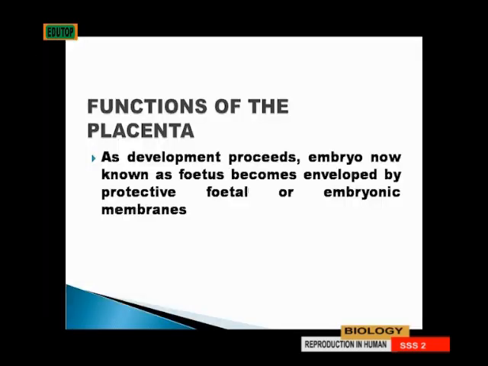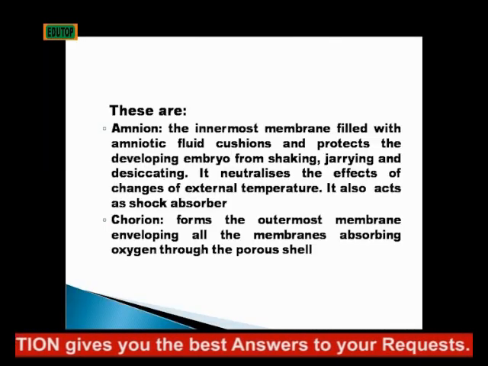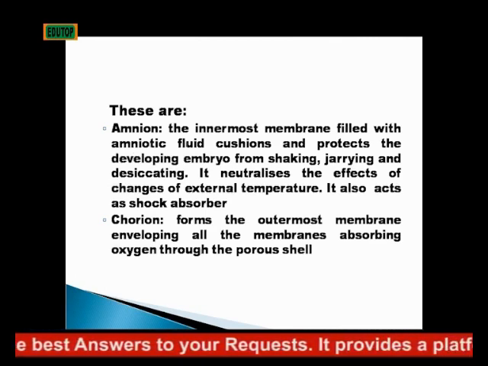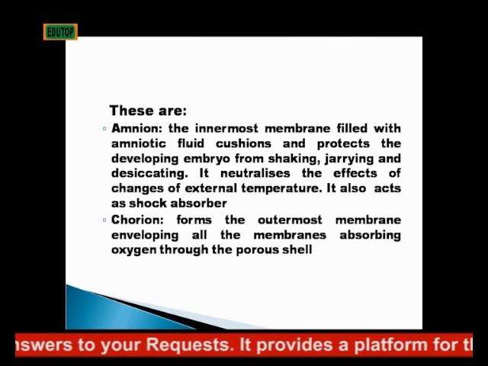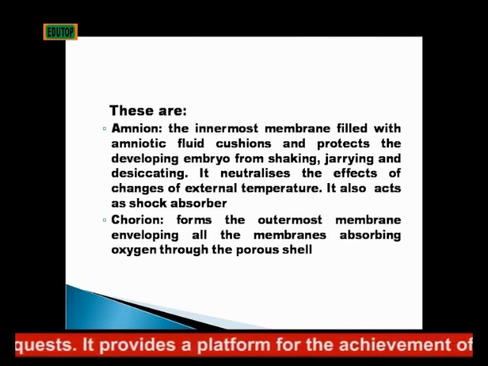As the development proceeds, the embryo, now known as the fetus, becomes developed by protective fetal or embryonic membranes, and these membranes are first the amnion. The amnion is the innermost membrane that is filled with the amniotic fluid that cushions and protects the developing embryo from shaking, jarring, and desiccating. So it's like a liquid that surrounds the baby.